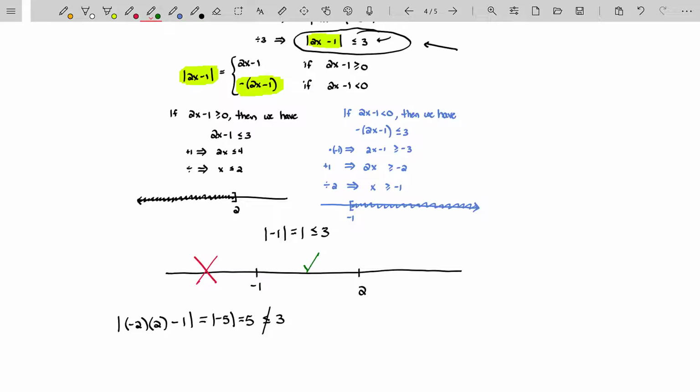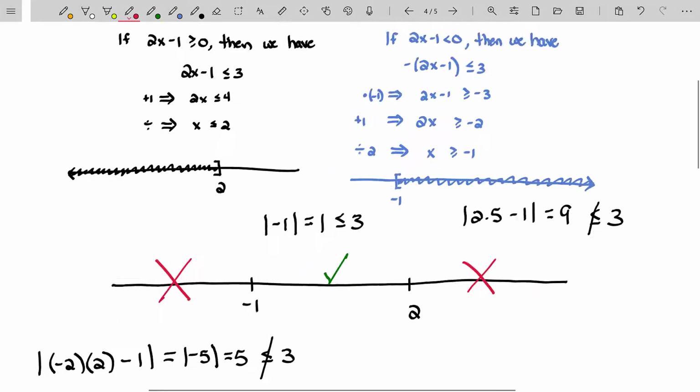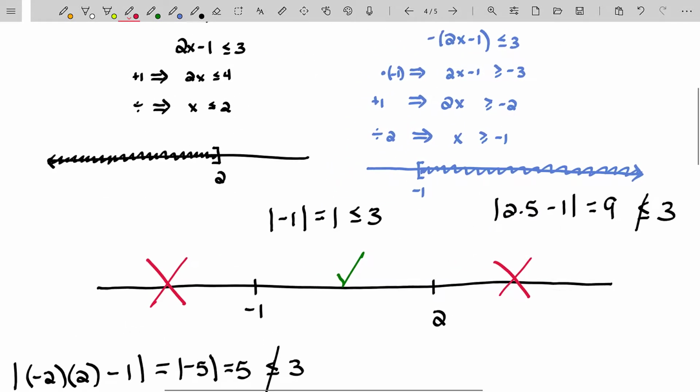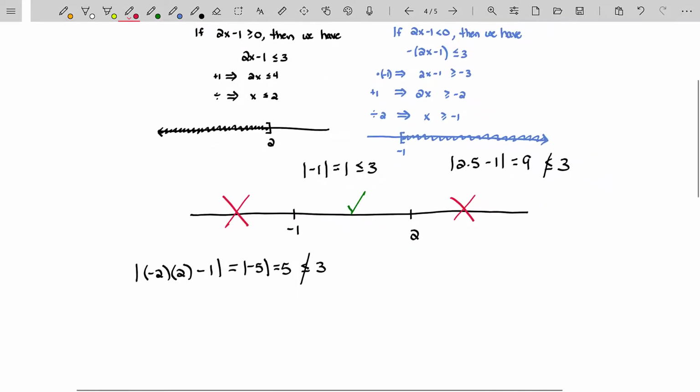Now plug in any value greater than 2 into, again, this inequality. I'll plug in maybe a 5. If you plug in a 5, you get 2 times 5 minus 1. That's going to be the absolute value of 9, or 9, and that's definitely not less than or equal to 3, so we will not include this region. So this tells me that it's going to be the intersection of these two highlighted intervals. It's just going to be this interval right here.